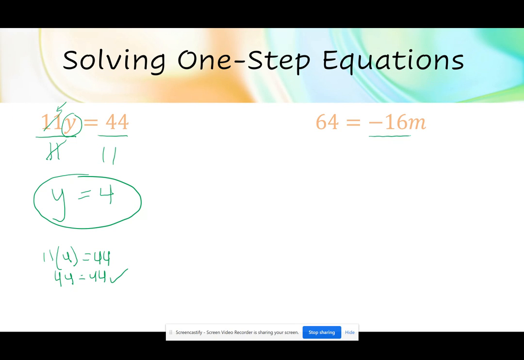Over here, we have to get this m alone, so we divide by the whole negative 16. Make sure you include that sign too, because negative 16 divided by negative 16 gives us 1. And you have to do it to both sides. 64 divided by negative 16 is negative 4.